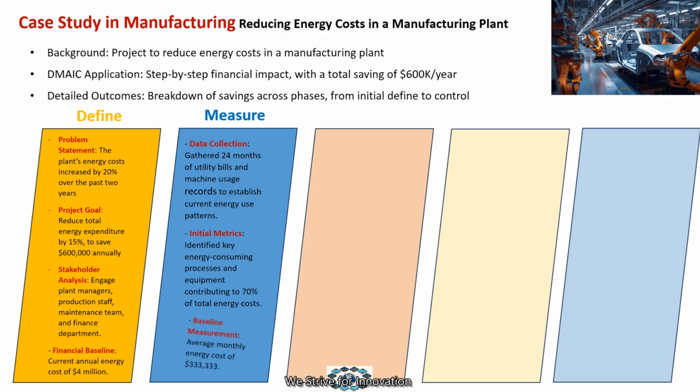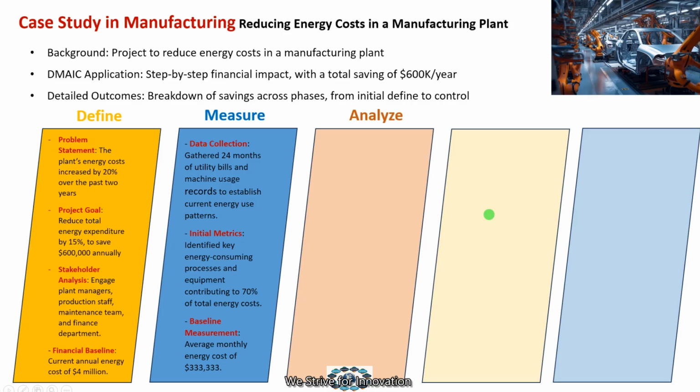What will be your baseline? You have to base it on something. Each phase is based on something. Your average monthly energy cost right now is about 333,000 and some change. Okay, now you're going to move to the analyze phase.